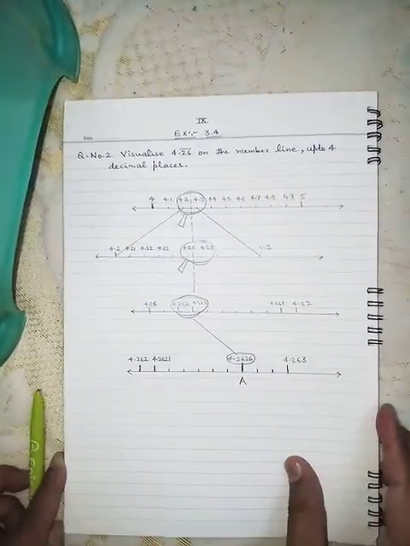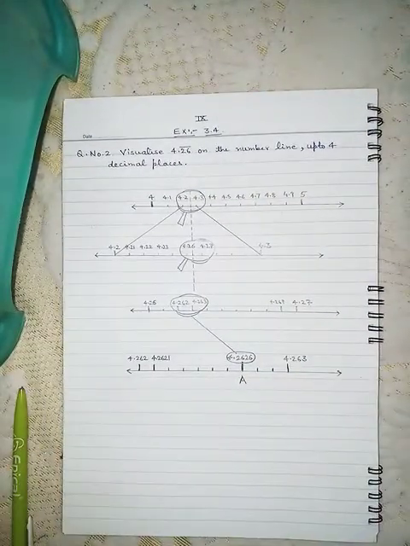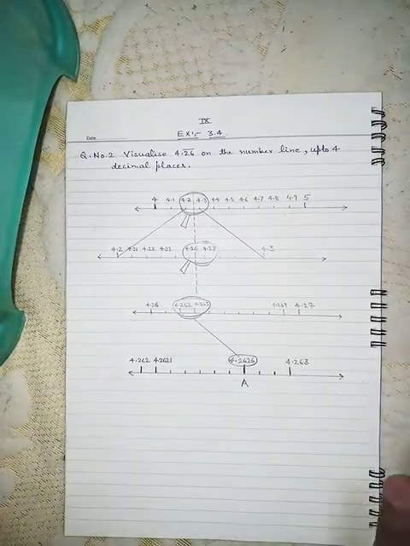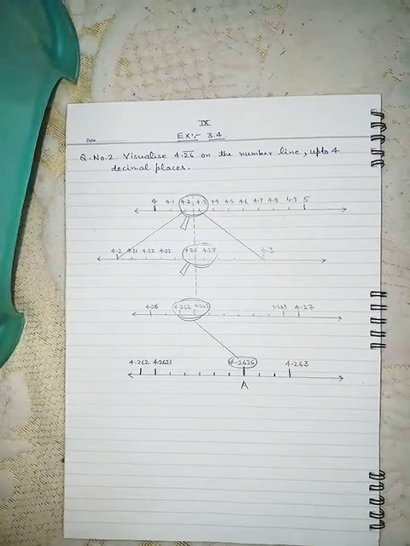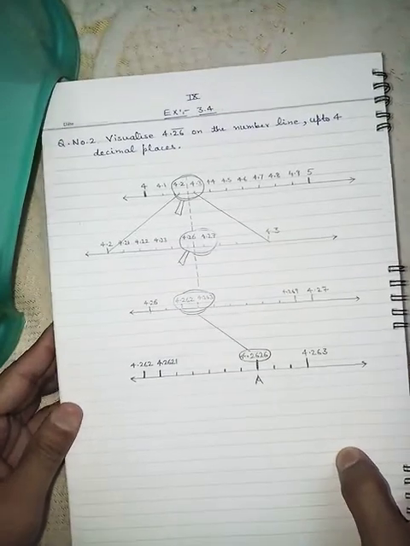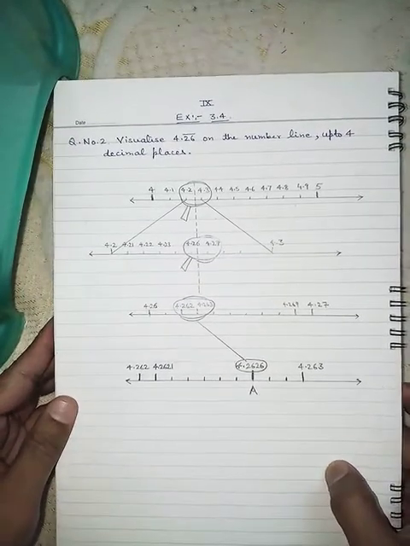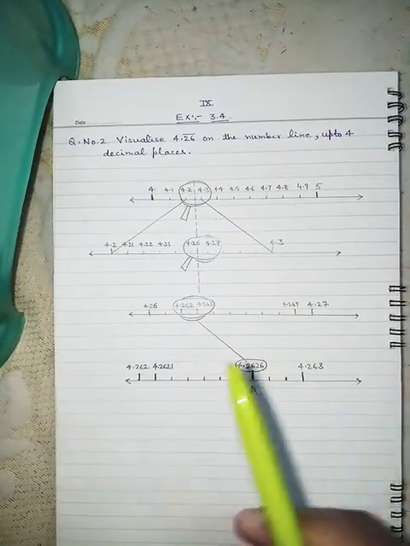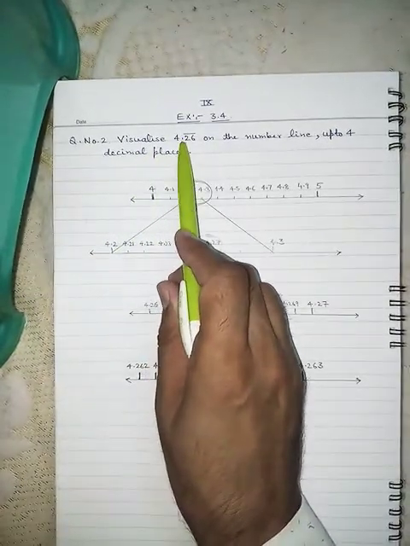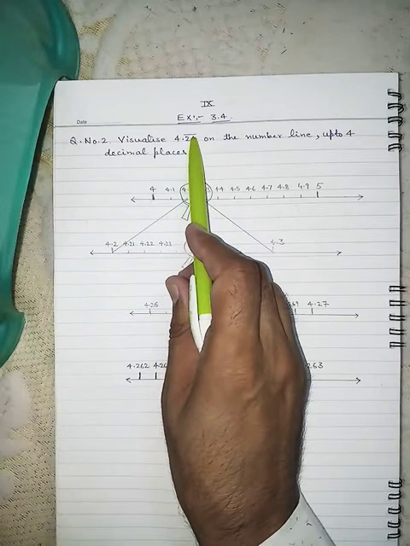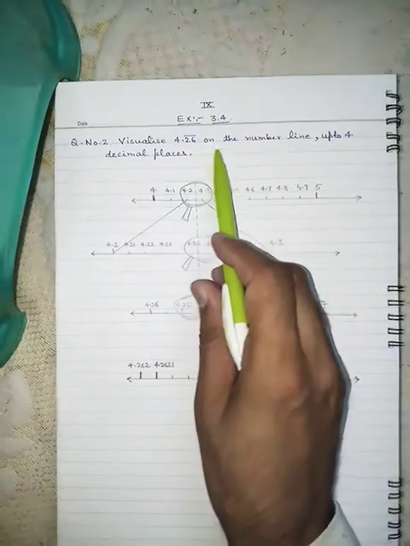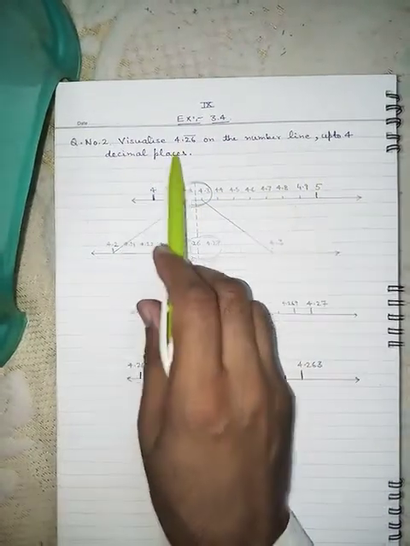Next question is question number 2. Question number 2 is: visualize 4.26 bar, which means 4.262626 and so on, on the number line up to 4 decimal places.